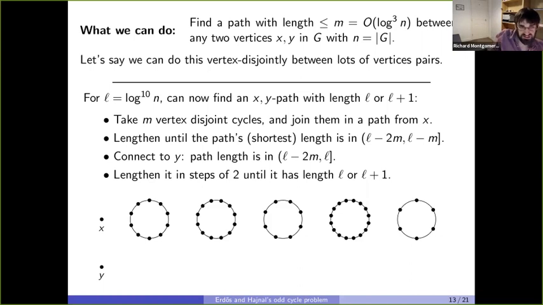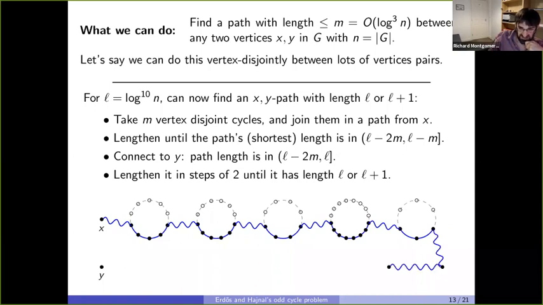If I take m different vertex disjoint cycles here and join them into a path from x, again joining the pairs of vertices that are almost opposite, then I can join those into a path, and I can lengthen that until the shortest length of the path I have is in this interval from L minus 2m to L minus m. So what I mean is to take the shortest path through these possible cycles. I have this property of connecting pairs of vertices, so I can continually take more extra vertices and connect them with a short path. And it will look like so.